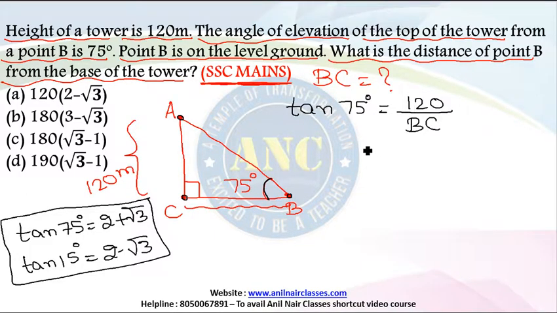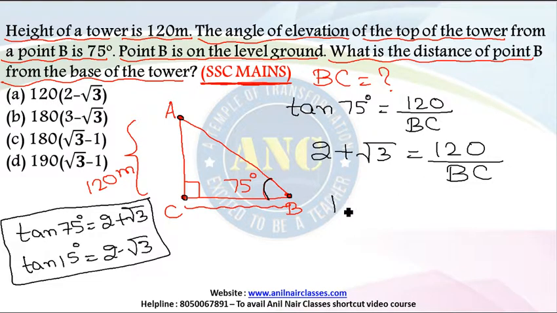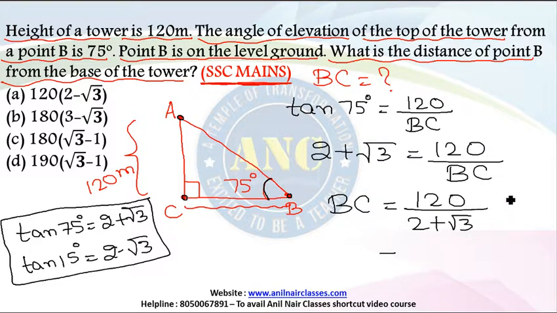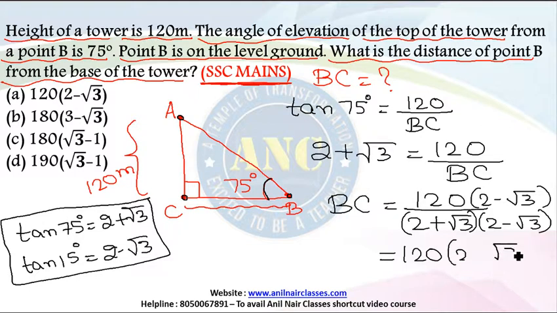In this question we require tan 75. 2 plus root 3 is equal to 120 divided by BC. BC is only what we require, right, sir? Easy question. It is 120 divided by 2 plus root 3. Rationalize it. When I rationalize, the numerator becomes 2 minus root 3, and here also multiply by 2 minus root 3. The denominator becomes 2 squared minus 3, 4 minus 3 is 1. Final answer is 120 times 2 minus root 3.